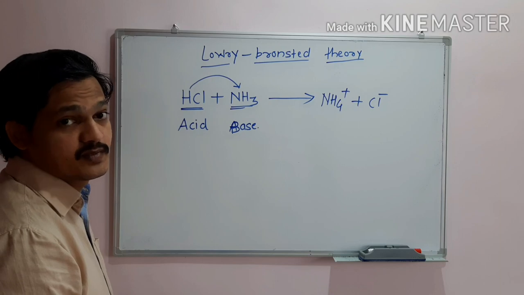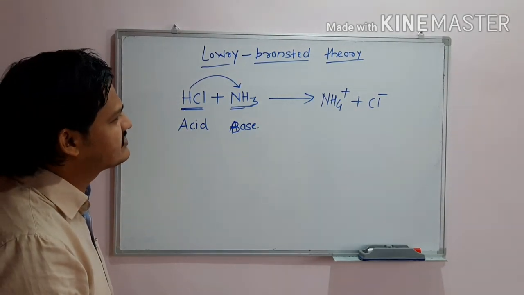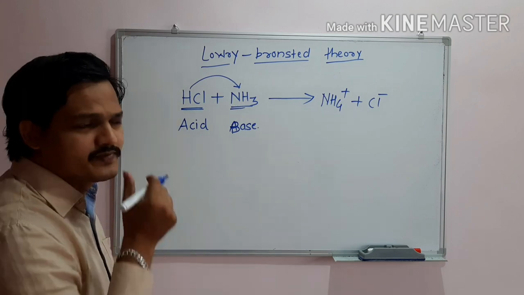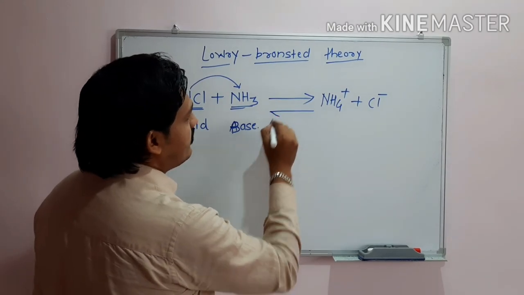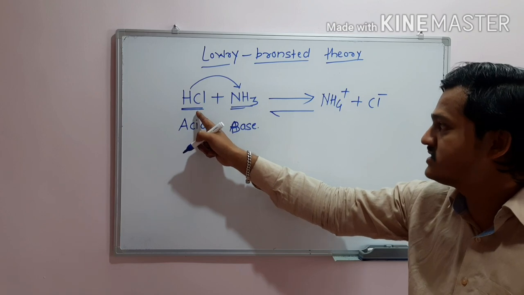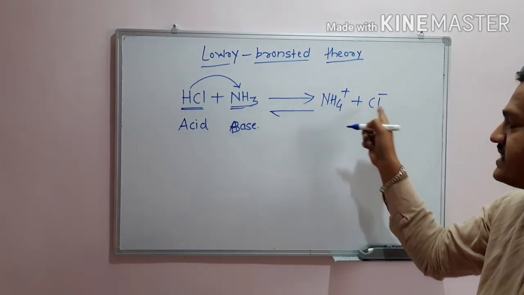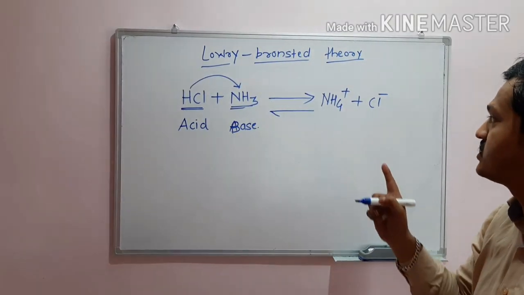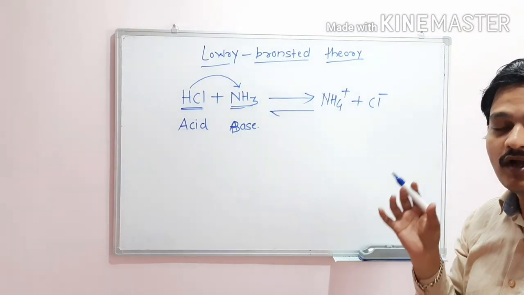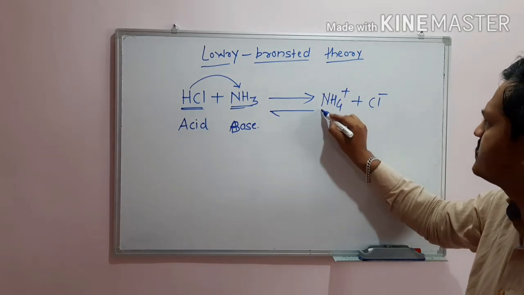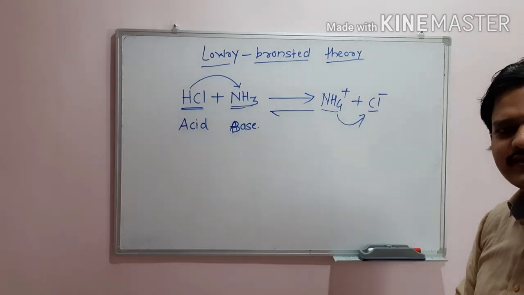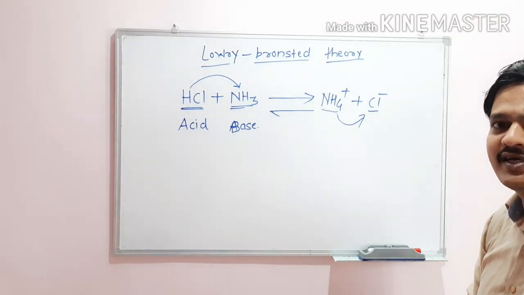Now, if the reaction is reversible, generally this reaction is not reversible because NH4Cl is a weak electrolyte, but to some extent it is reversible. So in the forward reaction, the reactants are HCl and ammonia, and the products are NH4 plus and Cl minus. But in the backward reaction, the reactants are NH4 plus and Cl minus, and the products are HCl and NH3. Let us focus on the backward reaction. In the backward reaction, NH4 plus donates a proton to the Cl minus.